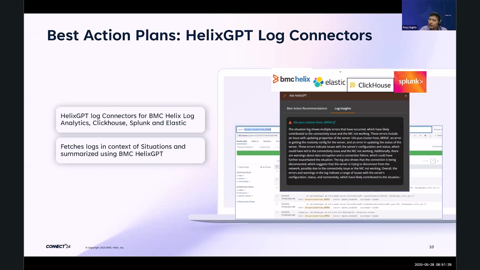And then rather than an operator going into them and scanning through these hundreds and thousands of logs, we are bringing those logs in context of our problem, providing that meaningful summarization of what the problem is, and eventually also updating our root cause analysis by building these log agents. Okay, so these connectors are already available. They are available as part of the log insights capability within the situations AI.